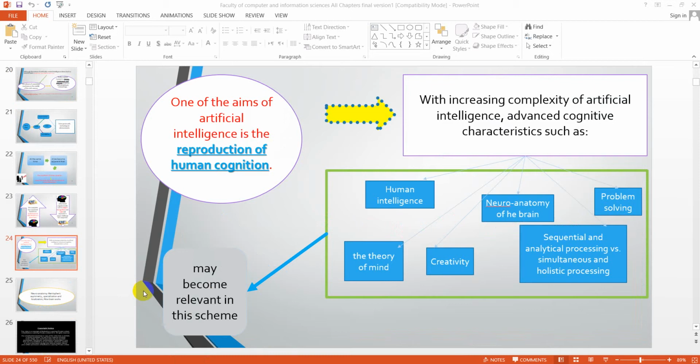As we said before, one of the aims of artificial intelligence is the reproduction of human cognition. And with increasing complexity of artificial intelligence, advanced cognitive characteristics are or may become relevant in this scheme. For example, human intelligence, problem solving, sequential and analytical processing versus simultaneous and holistic processing, creativity, theory of mind, and of course, how the brain works. So we have to know some about the neuroanatomy of the brain.